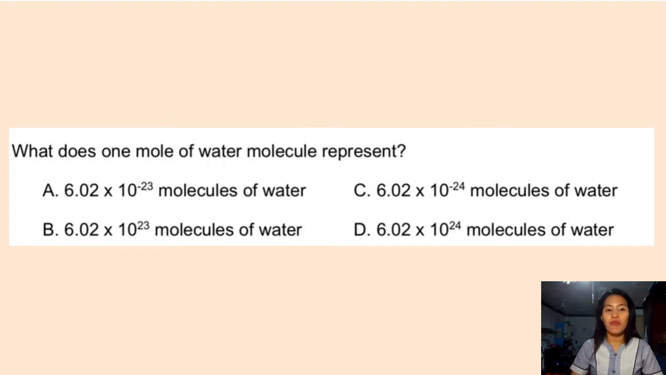What does 1 mole of water molecule represent? A. 6.02 times 10 to the negative 23 molecules of water. B. 6.02 times 10 to the 23 molecules of water. C. 6.02 times 10 to the negative 24 molecules of water. Or D. 6.02 times 10 to the 24 molecules of water. You got it right. If you answered B, that's correct. 6.02 times 10 to the 23 molecules of water.